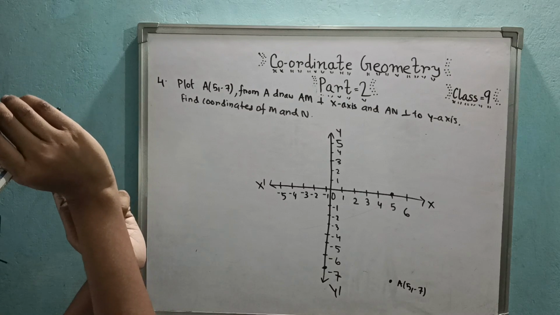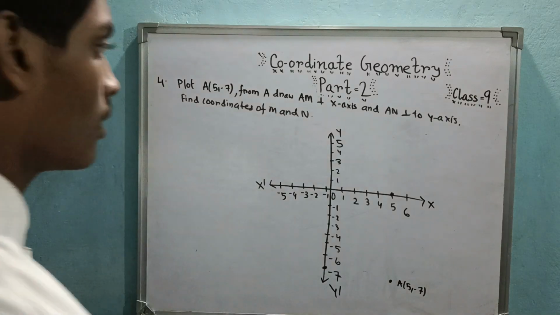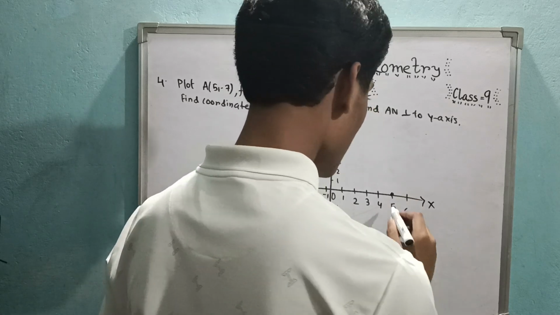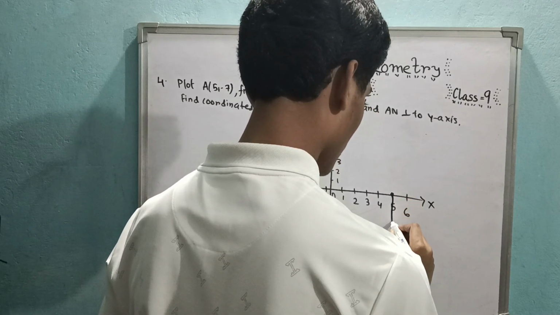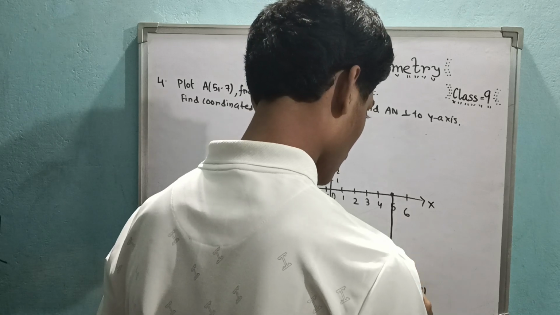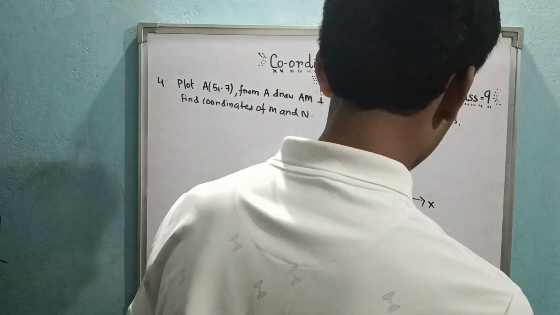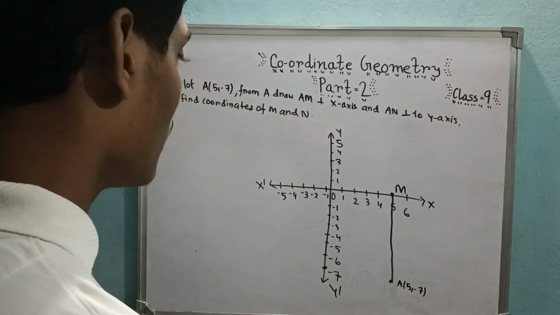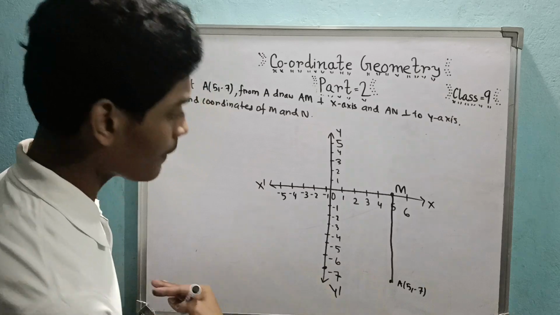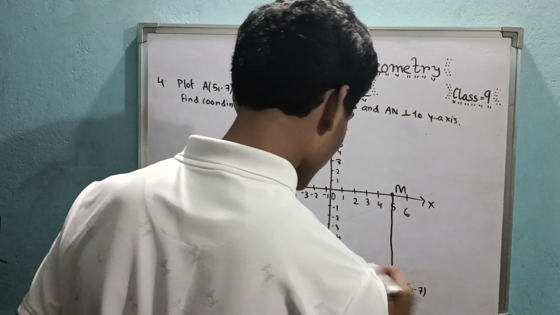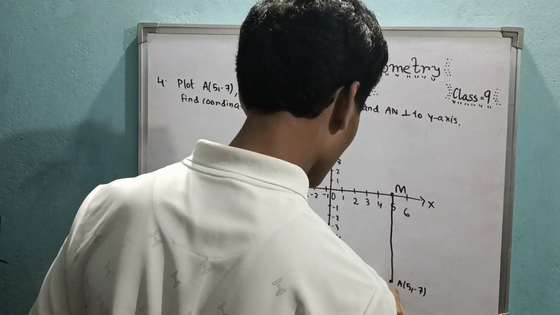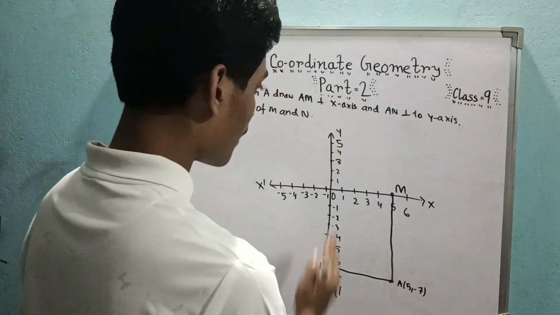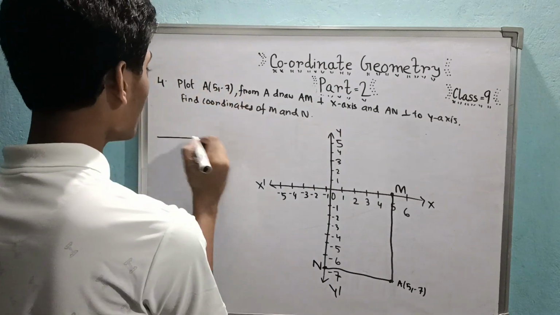AM perpendicular to x-axis means what? I will draw a straight line here. As simple as that. A straight line. That is AM. If I name it AM here, it is AM perpendicular to x-axis. Similarly, AN perpendicular to y-axis means what? I will draw a straight line here. This is the point, I name it N. This is AN perpendicular to y-axis. Perpendicular means what? Like this.